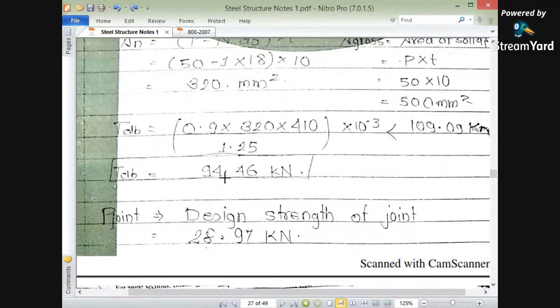Okay. So here the design strength of joint is the minimum value of the three, and that is 28.97. The minimum of three, that is shear, bearing and tension. So out of these three, shear, bearing and tension, the minimum is 28.97. So here we have taken the design strength of joint as 28.97.